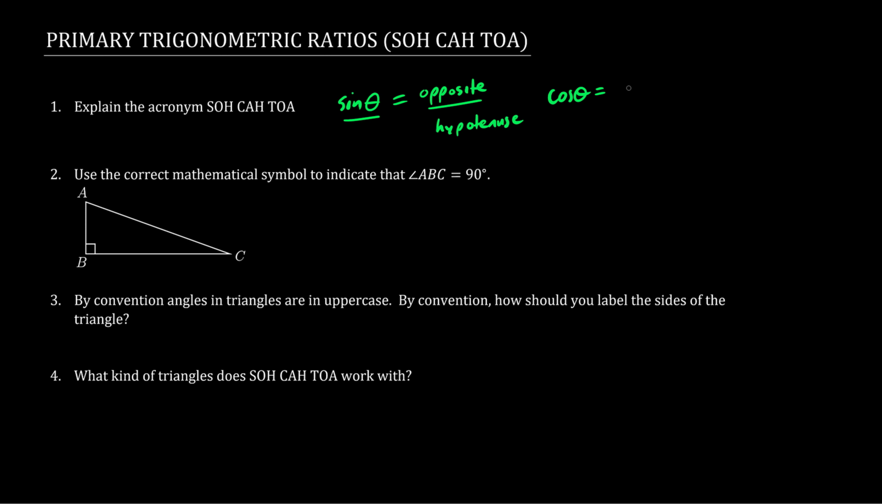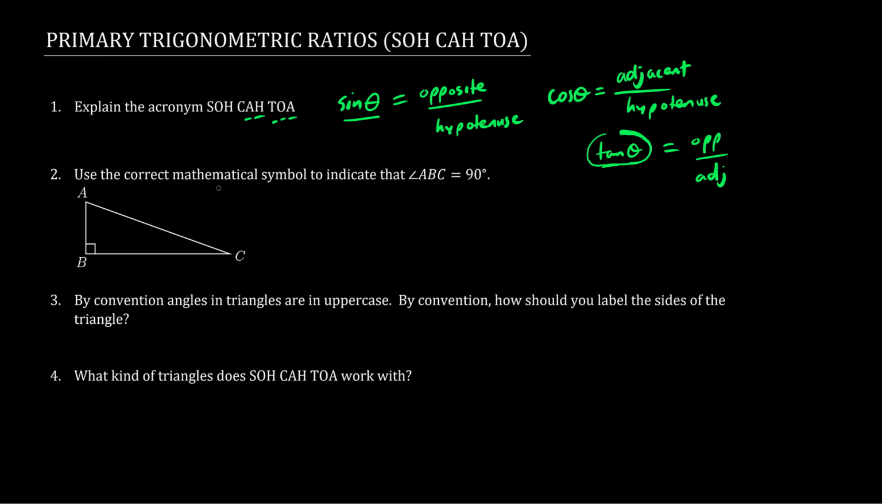Cos theta is A over H. The letter A represents adjacent and H represents hypotenuse. So we have adjacent over hypotenuse. We'll be practicing this very shortly. And the acronym TOA represents tan theta. This is not tan times theta, this is a function. Sine, cos, tan are the primary trigonometric ratios. Tan theta is equal to opposite over adjacent.